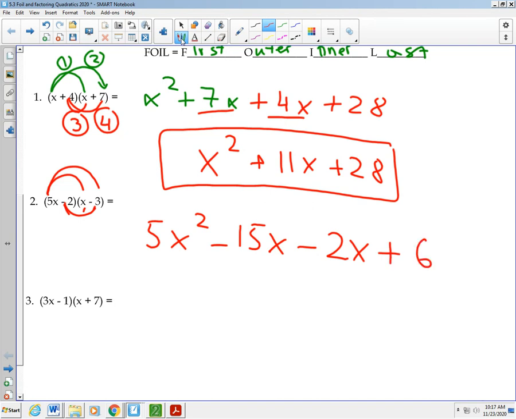Again, I can combine the middle terms. Negative 15x and negative 2x will be negative 17x. So your final answer should be 5x squared minus 17x plus 6.